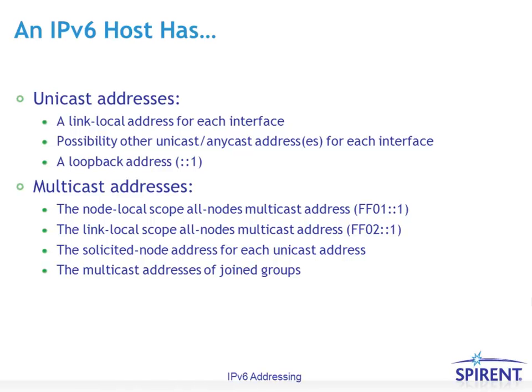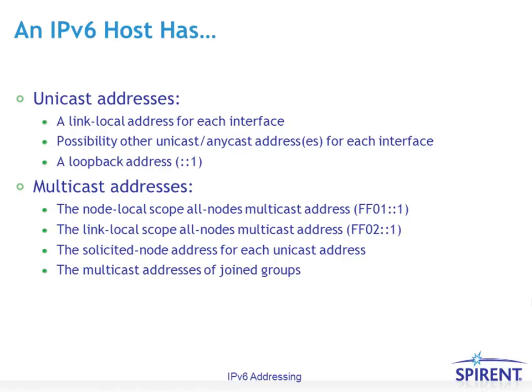So we've talked about the different types of addresses. How are they assigned to hosts, which is talked about on this slide, and to routers, which is talked about on the next? So what type of addresses does an IPv6 host have? Well, an IPv6 host has unicast addresses. There's a special type of address now called a link local address that it will assign automatically to each of its interfaces, and we'll talk more about that in part two of this series on IPv6 addressing. There are possibly other unicast and even anycast addresses that could be assigned to one or more interfaces on the device.